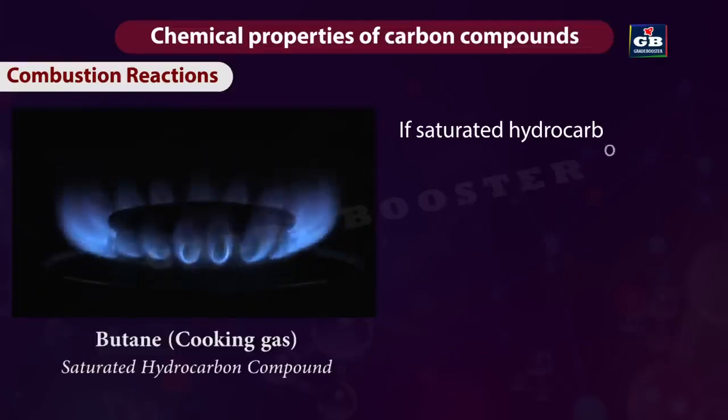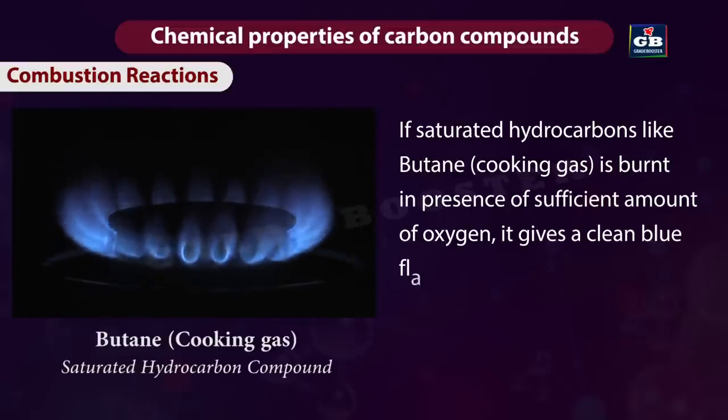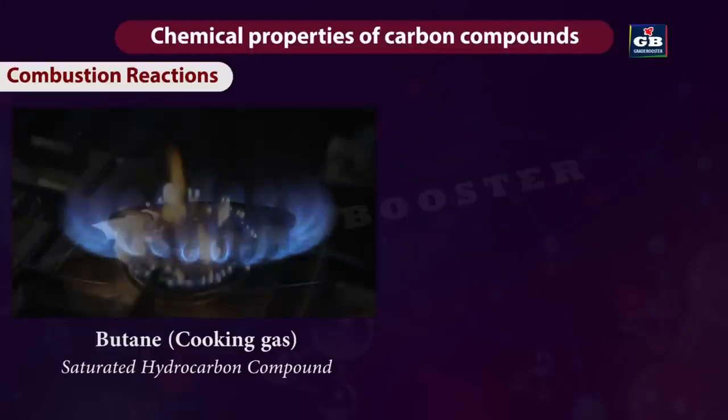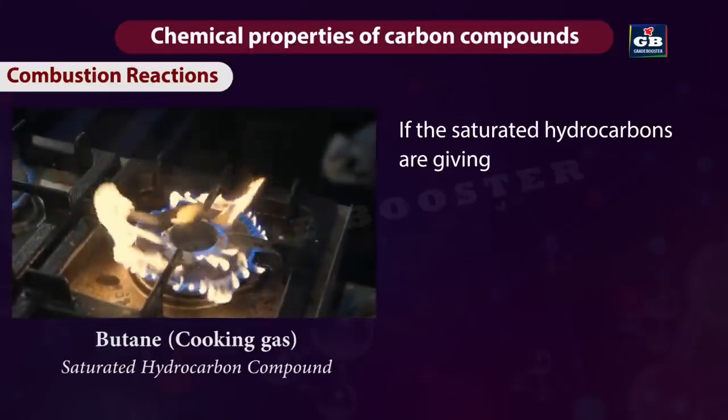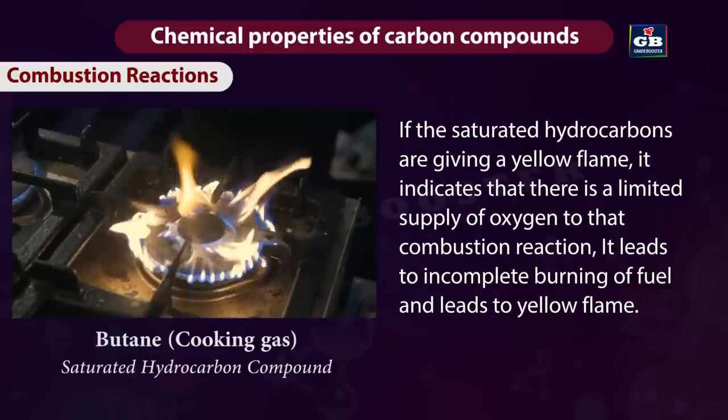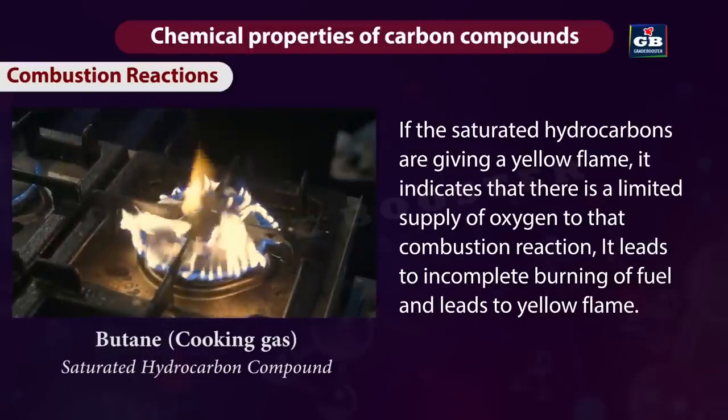If saturated hydrocarbons like butane, that is cooking gas, are burnt in the presence of a sufficient amount of oxygen, it gives a clean blue flame with no soot. If the saturated hydrocarbons give a yellow flame, it indicates that there is a limited supply of oxygen to that combustion reaction.